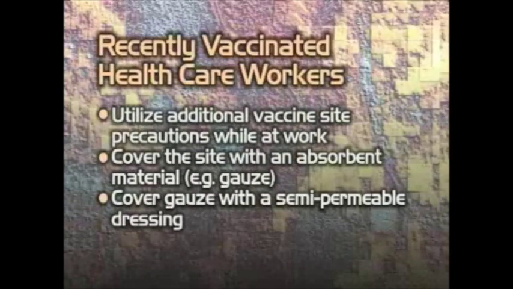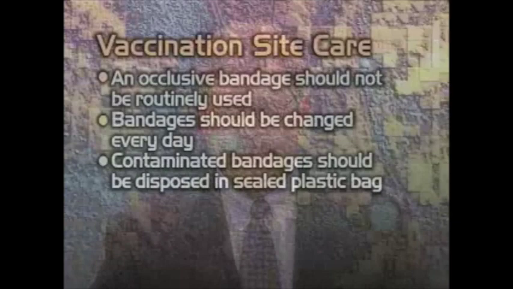Recently vaccinated healthcare workers should utilize additional vaccine site precautions while at work. They should cover the site with an absorbent material such as gauze that is in turn covered by a semi-permeable dressing. This provides an additional barrier to prevent contact transmission during patient care activities. As the vaccination site heals, it will itch. The vaccine recipient must make a conscious effort not to scratch the lesion. The vaccine recipient should consider wearing a sleeved shirt to bed in addition to the dressing to avoid scratching the lesion or contaminating the bedding while sleeping.